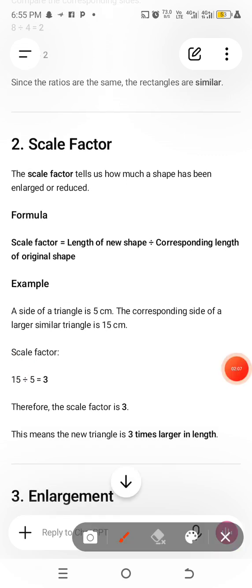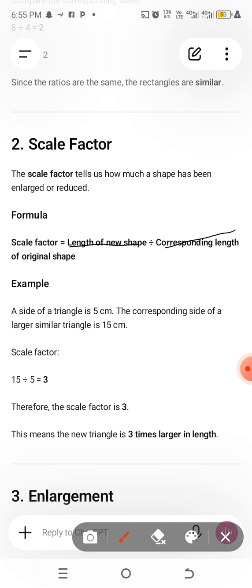Now let's look at scale factor. What does scale factor mean? Scale factor tells us how much a shape has been enlarged or reduced. So a shape can be enlarged or reduced to form another shape. That's what we know as scale factor. Now what's the formula for scale factor? Length of the new shape over length of the original shape.